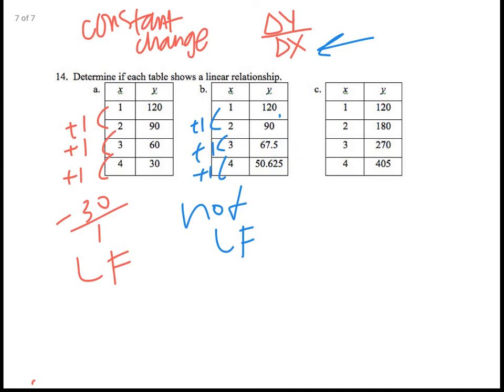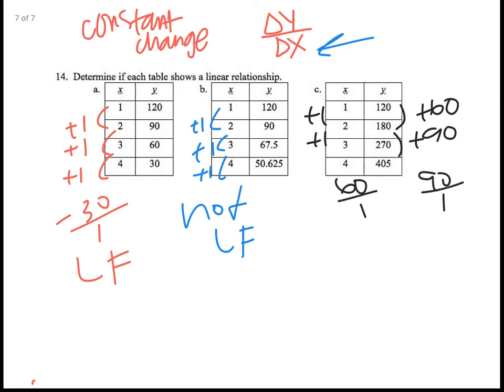And then let's check our last one. X's are still going up by 1, so let's check our y's. 120 to 180 is plus 60. 180 to 270, well, that's plus 90. So already, if this is a plus 1 and this is a plus 1, I had a slope of 60 over 1, which is 60, and then 90 over 1. Not the same. So that is not a linear function.